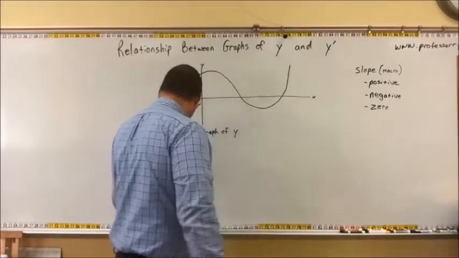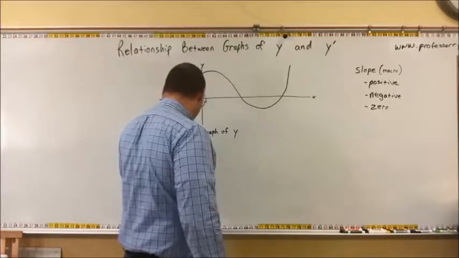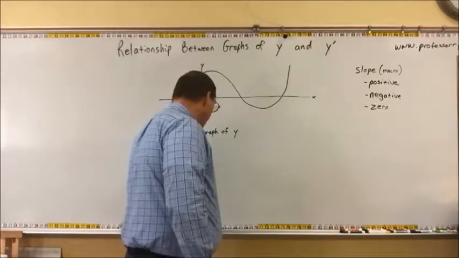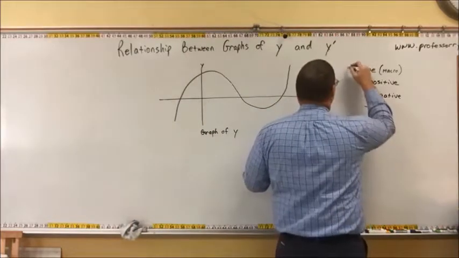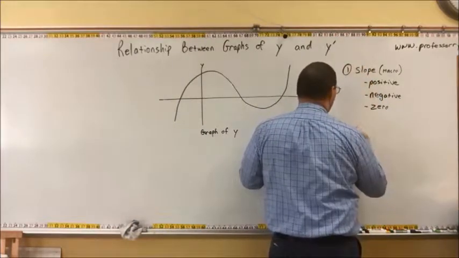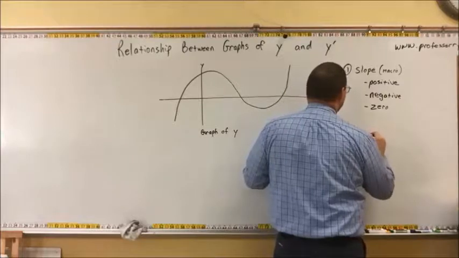So a graph has its macro slope, that's the first quality, and let's call this 1. The second quality is what I call steepness.